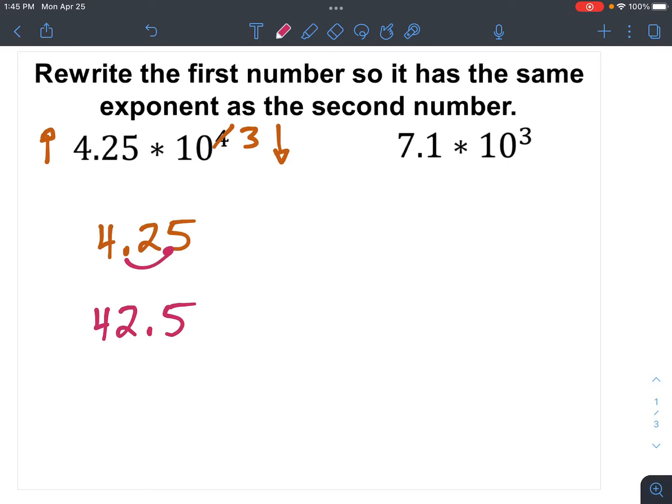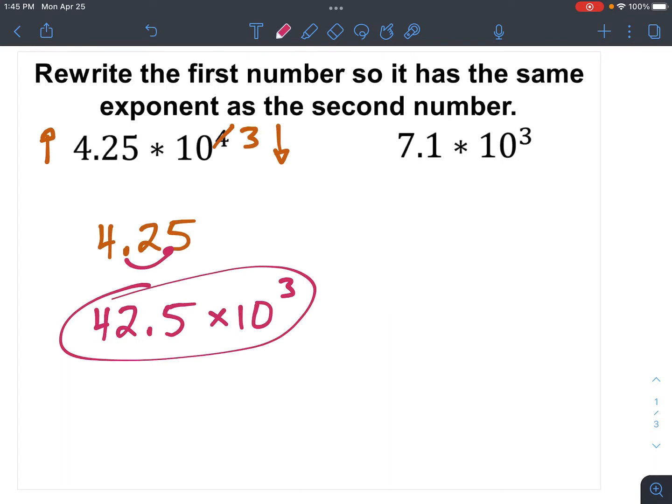Now the difference here though is we are not getting rid of the full scientific notation, we're just changing it, so we still need to have the times 10, and then it's going to be to the 3rd power. Now you can see that our exponents on 10 match. The reason we are doing this is a necessary step in order to add 2 numbers that are in scientific notation.